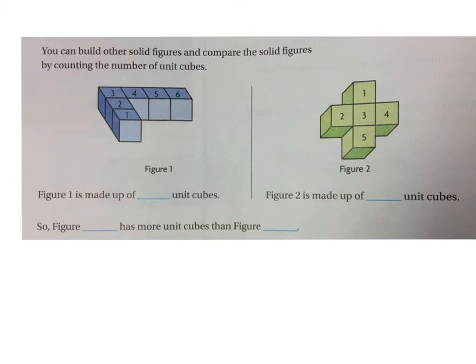Isn't that interesting? You can build solid figures and compare them by counting the number of unit cubes. So figure 1 right here in blue, how many unit cubes did they use to build figure 1? Clarissa? 6. You can see there's cube number 1, 2, 3, 4, 5, 6. Figure 1 is made out of 6 unit cubes. What about figure 2 in green? How many unit cubes did they use to make figure 2? Karan? 5. 1, 2, 3, 4, 5. Figure 2 is made out of 5 unit cubes.